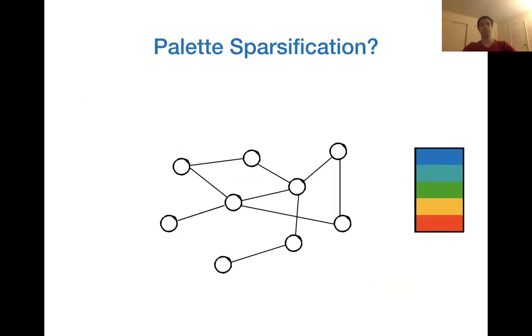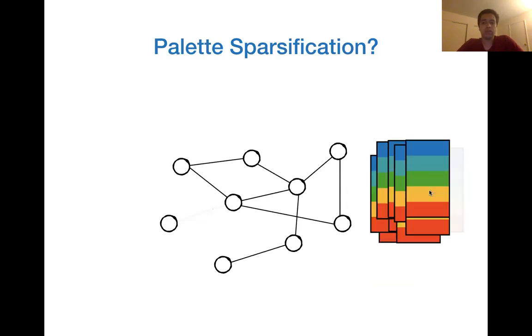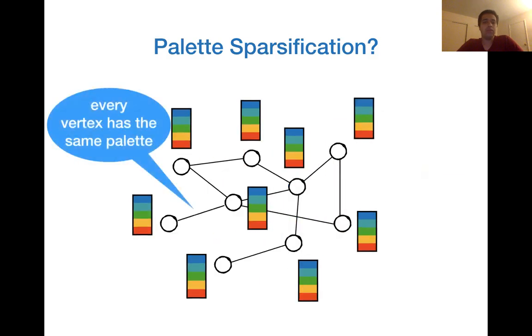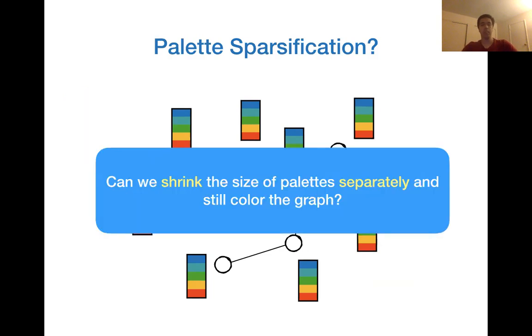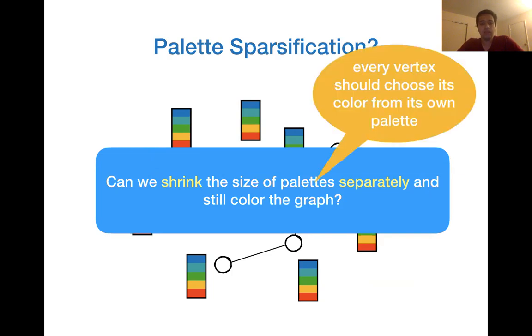So now let me ask you a question about Delta+1 coloring. Remember that in this problem, we have started with the same palette of Delta+1 colors for all the vertices, and every vertex could have chosen its color from this palette. Now I'm asking, is there a way that we take these palettes and shrink them separately and perhaps differently across the vertices so that we are still able to color the graph? Which means that every vertex still can choose a color from its own palette, and the final coloring is a valid coloring of the graph.